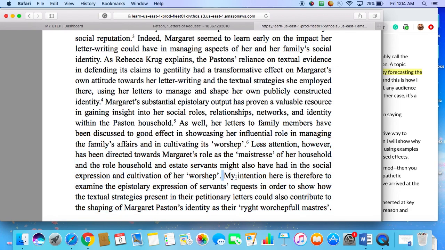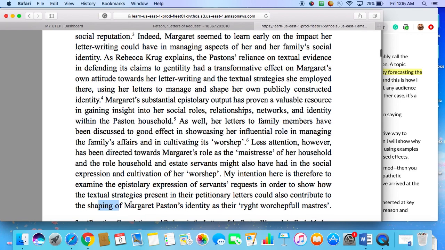So you can see right here, this brief sentence is the peroration. It's telling us what her argument is. She's going to be examining the epistolary expressions. Epistolary means letters. So she's going to be looking at the writing of this woman's servants and how they addressed her in their letters to contribute to the shaping of her identity as their mistress.